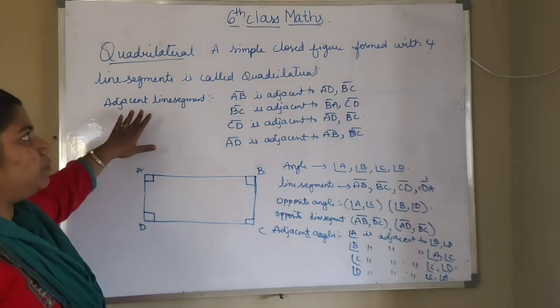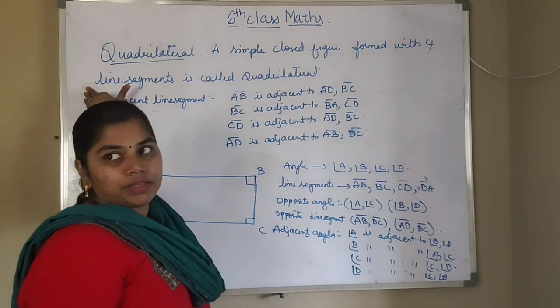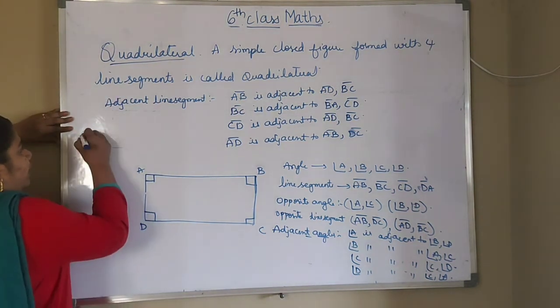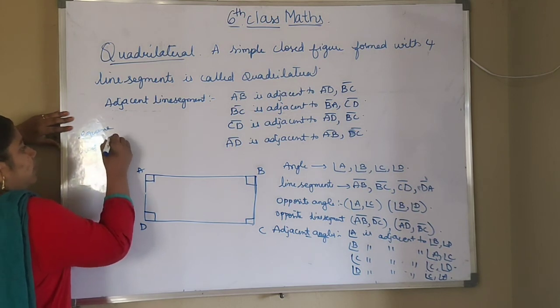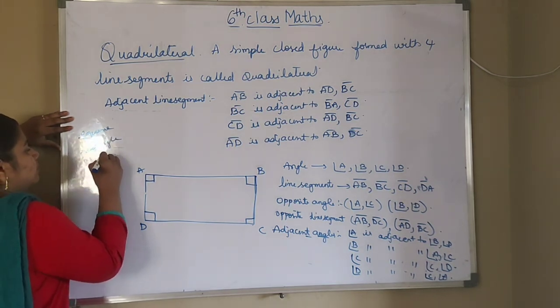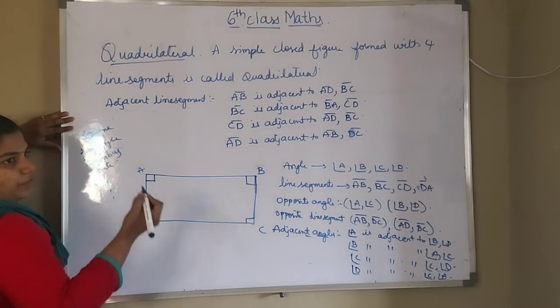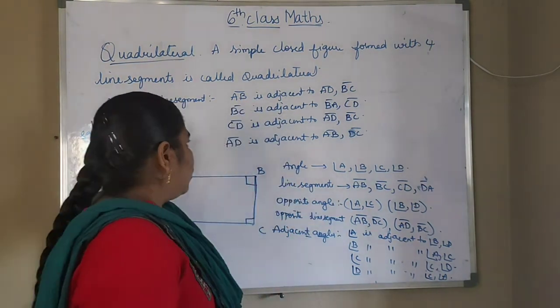So quadrilateral means what? A simple closed figure with 4 line segments, we will call it a quadrilateral. In this we can take examples such as square, rectangle, rhombus, kite. Any other figure, it should have only 4 line segments. So this is about quadrilaterals.